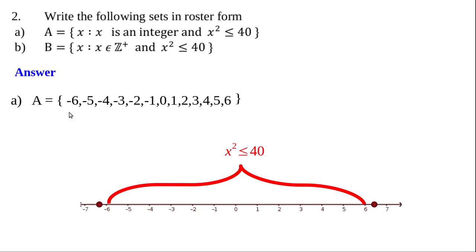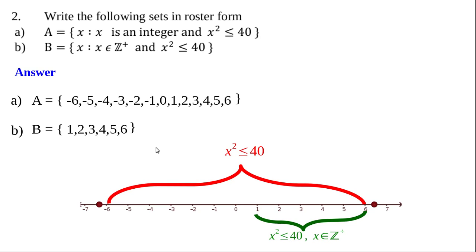That is, we want to write all natural numbers from this set. Which are they? 1, 2, 3, 4, 5 and 6. In other words, we can say that the set of all positive integers satisfying the condition x square less than or equal to 40 are 1, 2, 3, 4, 5, 6. These are integers whose square must be less than or equal to 40. So let us write them: 1, 2, 3, 4, 5, 6.